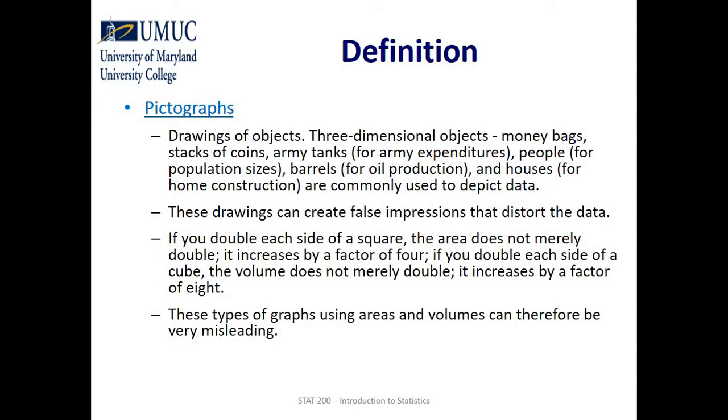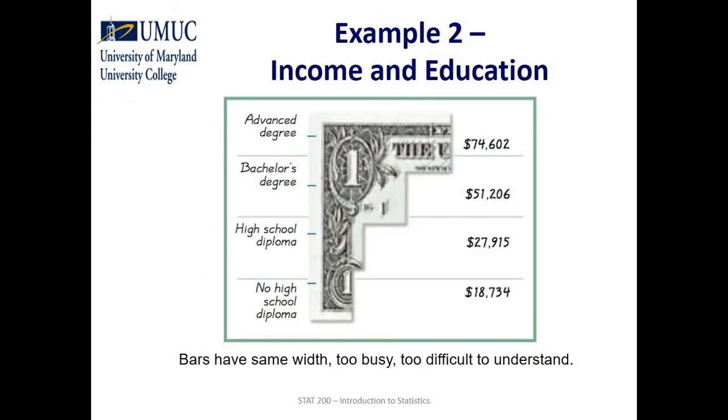You'll understand why. Okay, so this first one here, we're looking at income and education, with no high school diploma all the way up to getting some advanced degree. So you've got a bachelor's degree and then something higher. In this case, bars have the same width, but it's too busy, it's difficult to understand, and I don't really follow this graph, okay?